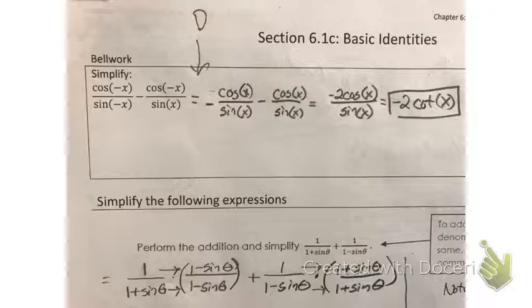So cosine is the only one that the negative sign you can just get rid of. All the other ones you have to pull out front. So cosine and secant you could just get rid of. Remember, I could have quizzed you on this today.